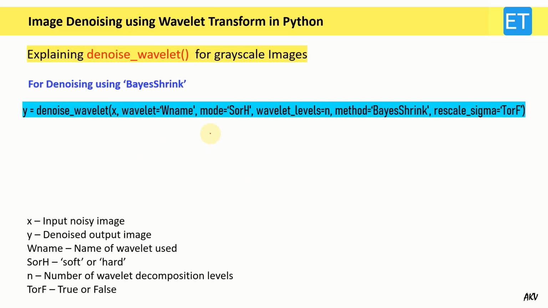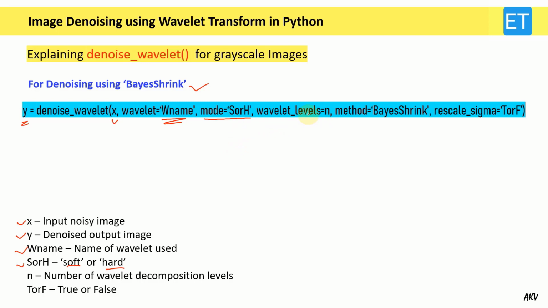So this is the general syntax for using BayesShrink first. Later I will explain VisuShrink. So here Y is your output, that is your denoised output image, and X is the input, and wavelet equal to the wavelet name. Here you will define the name of the wavelet used, such as haar, db, coif, bior, etc. And then mode equal to 's' or 'h'. S or H means it is a thresholding mode, so either you will write soft thresholding or you will write hard.